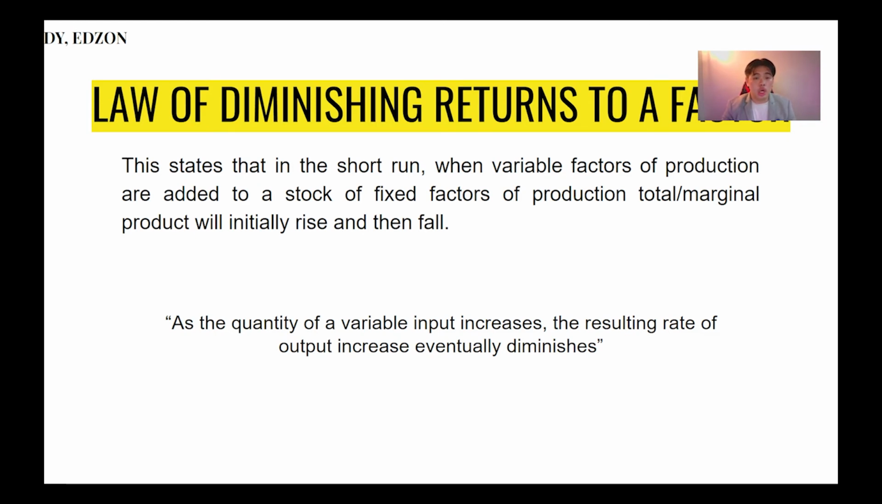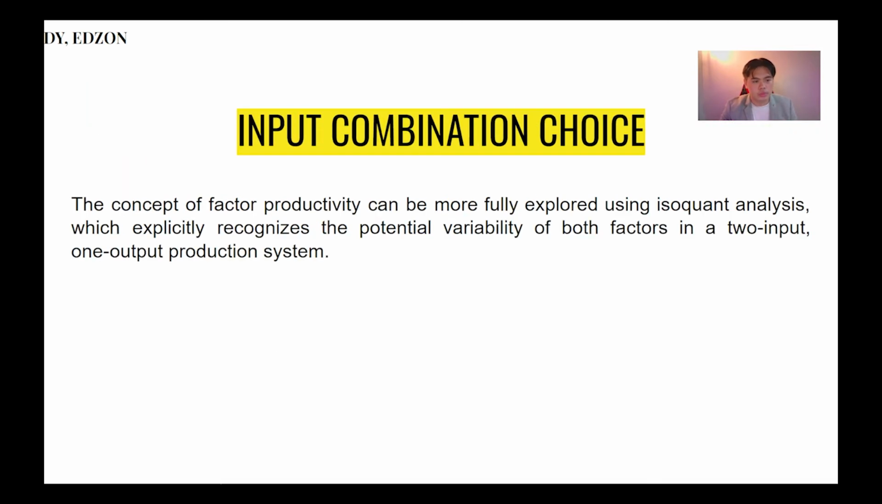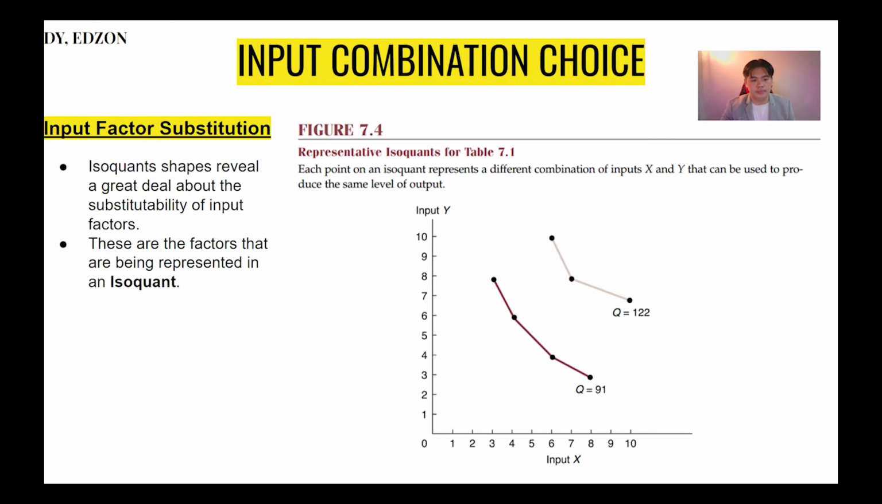So what we are talking about here is that as the quantity of a variable input increases, the resulting rate of output increase eventually diminishes. It goes down. So, input combination choice. The concept of factor productivity can be more fully explored using the isoquant analysis. This explicitly recognizes the potential variability of both factors in a 2-input and 1-output production system.